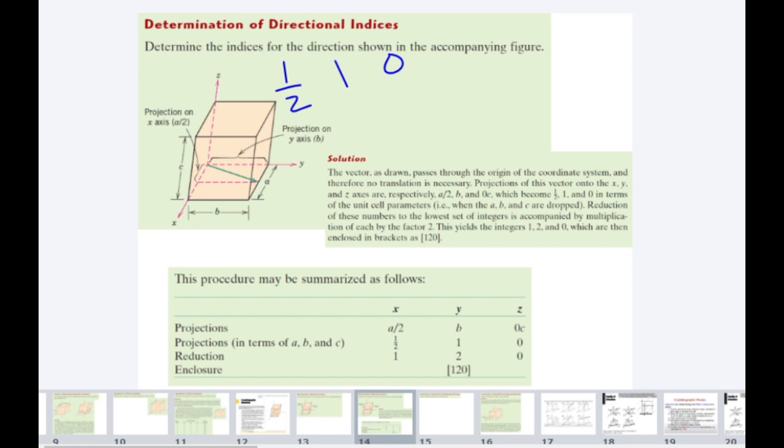So if we multiply it with 2, the whole thing, what will happen? This will become 1, this will become 2, and 0 is 0. So it is 1, 2, 0. Now finally we have 1, 2 and 0. So the last step is enclosure or representation. We will put 1, 2, 0 in the square bracket. Now here is one important point. Listen, all of you. What is that important point?